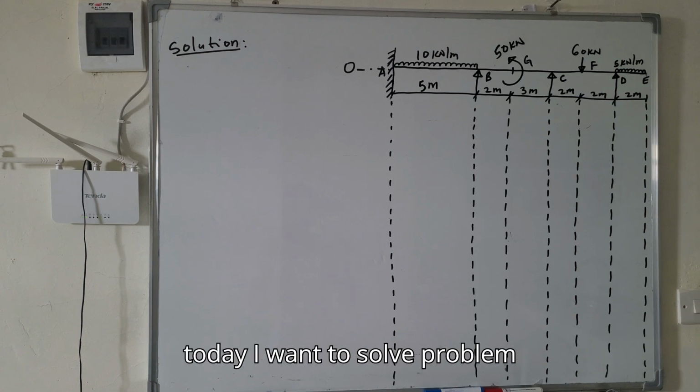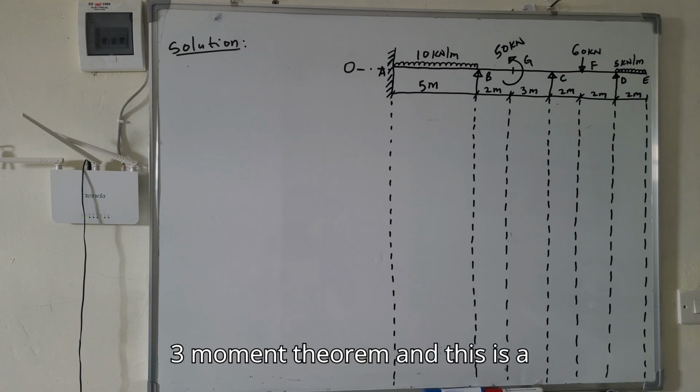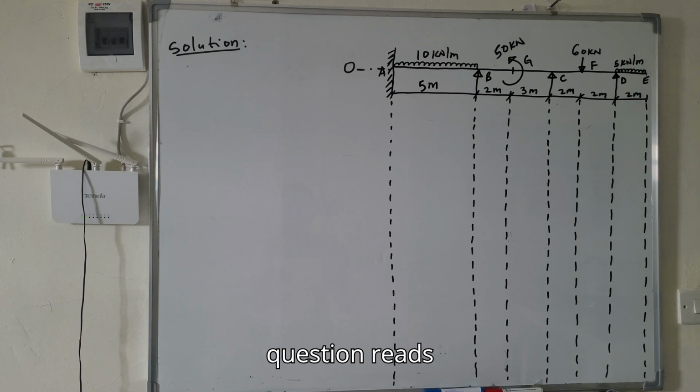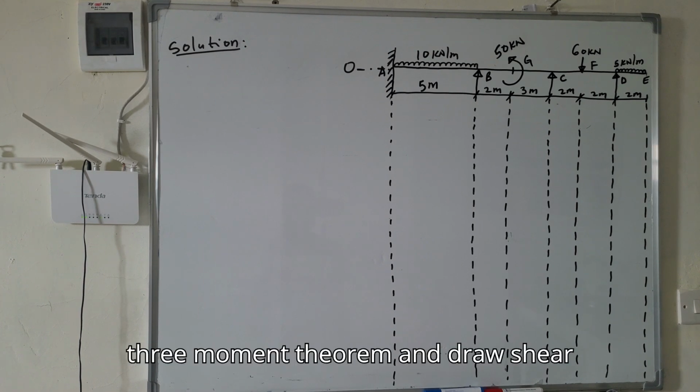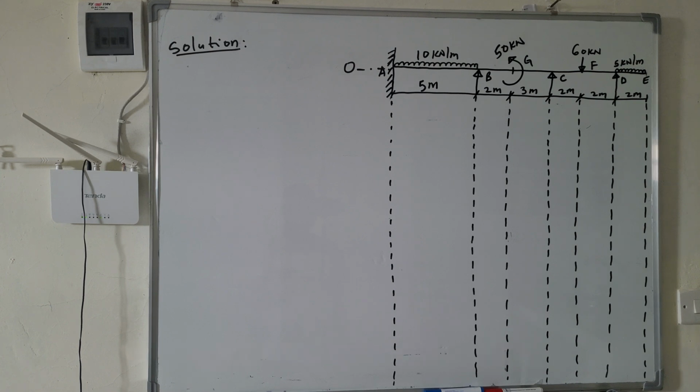So today I want to solve problem number 5 under three-moment theorem. This is a question from a past paper, and the question reads: analyze the beam shown below using three-moment theorem. Hence, draw shear force and bending moment diagram, indicating all values at critical points.